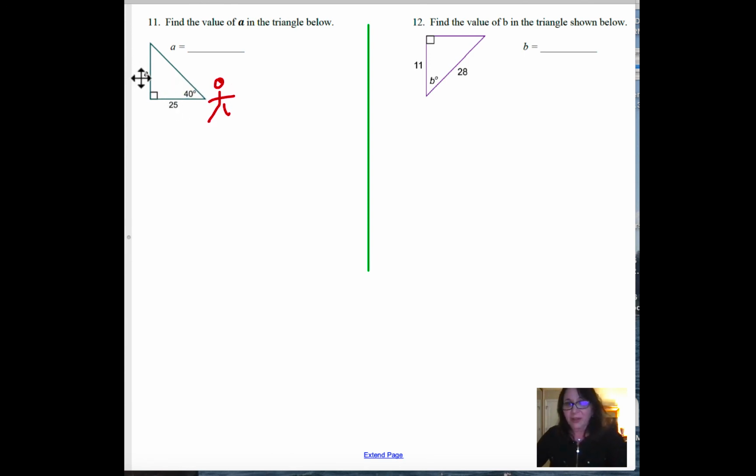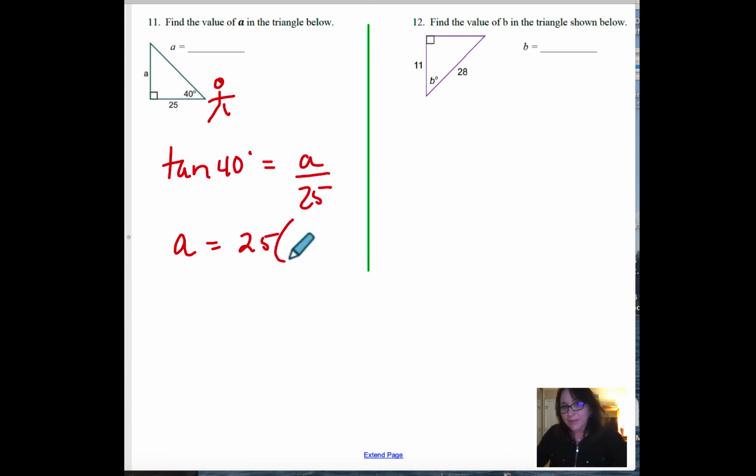You're trying to find the opposite side. You have the adjacent, so that's tangent. So we're going to say tangent of 40 degrees is equal to little a over 25. And so I'm going to cross multiply. I get little a is equal to 25 times tangent of 40. And so tangent of 40 is about 0.839. I'm going to multiply that by 25, and I get about 20.97.